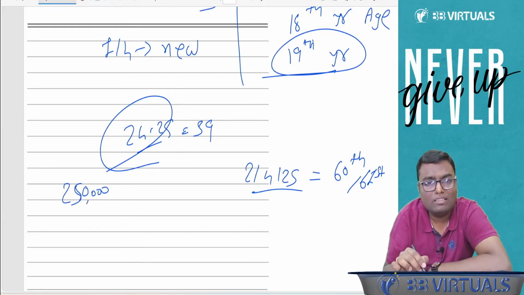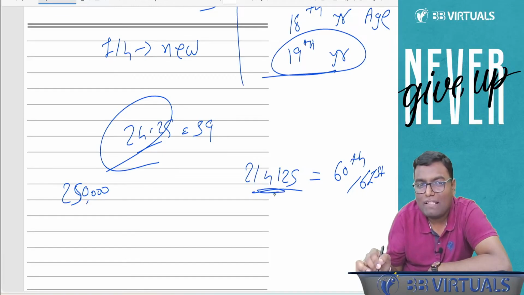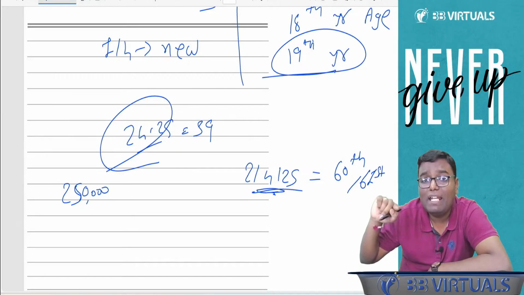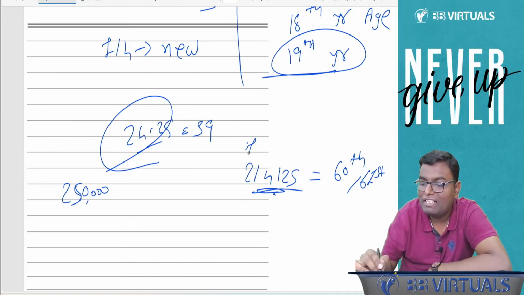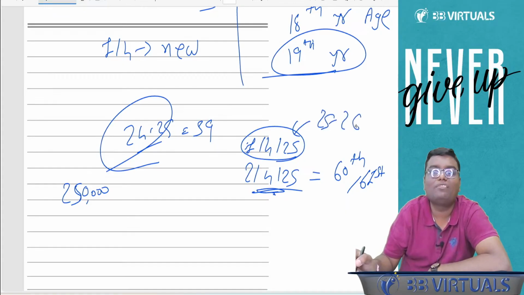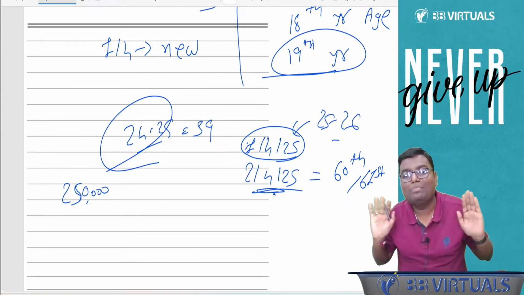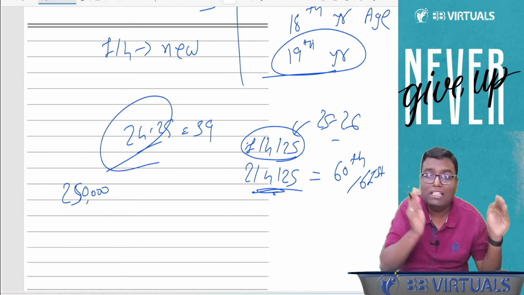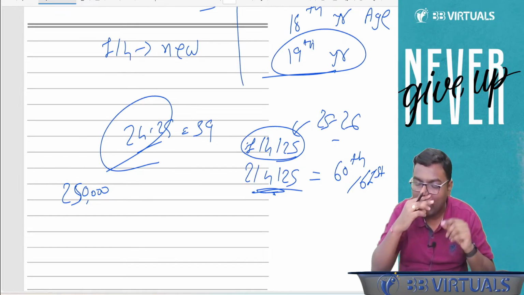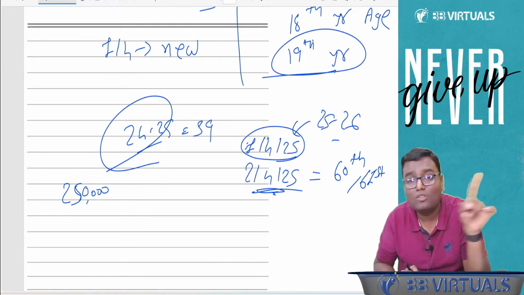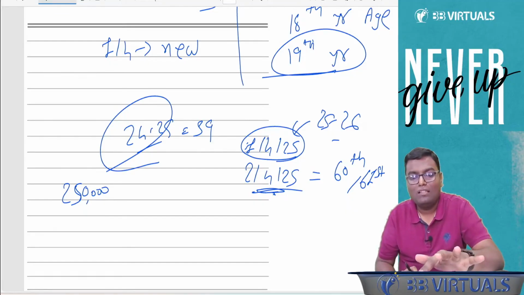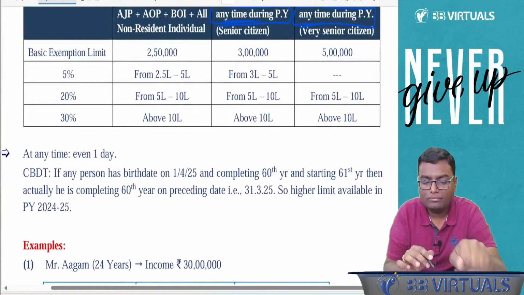What is the simple reason? Can I say if my birthday is on 2nd April 25, then I completed 60th year on the day prior to the birthday? That is 1st April 25, which is covered by which year? 25-26. I have not completed 60th year of age in the year 24-25 and hence the higher basic exemption limit is not applicable. So this is what I have written over here.